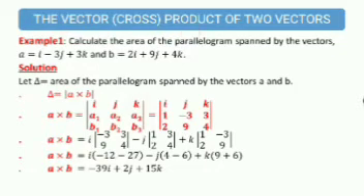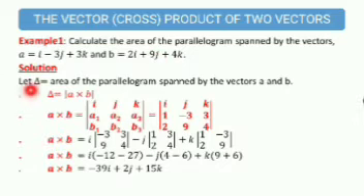The vector product or cross product of two vectors. Example 1. Calculate the area of the parallelogram spanned by the vectors A equals i minus 3j plus 3k and B equals 2i plus 9j plus 4k. Now, to find the area of this parallelogram, what we need to do is to find the cross product of vectors A and B. Then, after that, we find the modulus of the resulting vector.